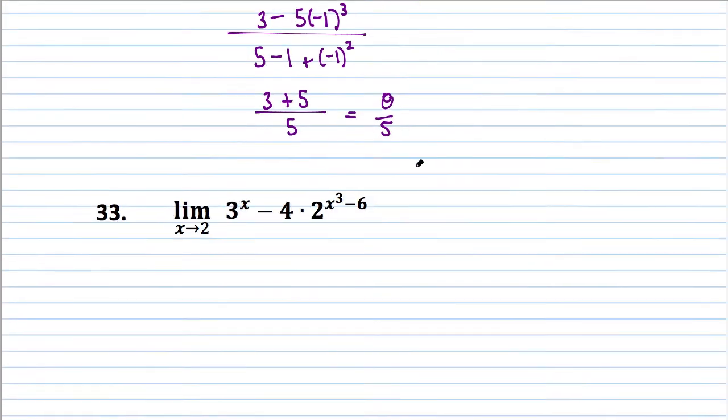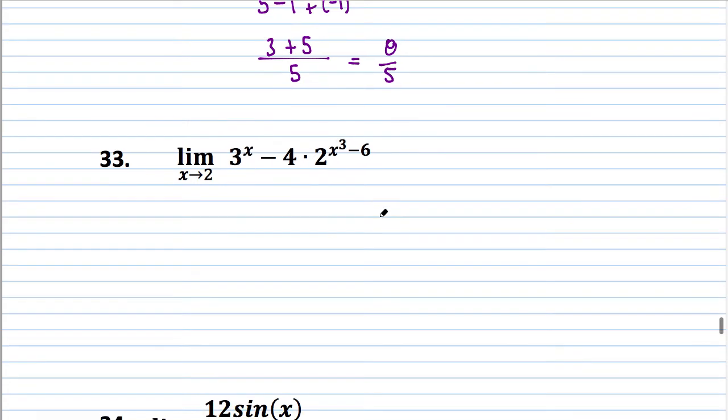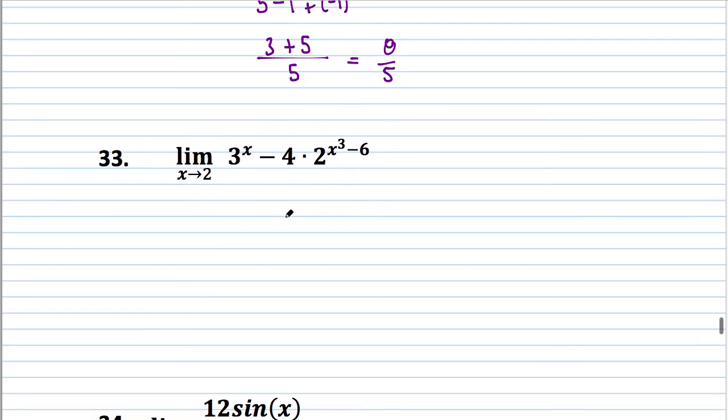So these are relatively simple so far. Let's try this one. So here we just have an exponential function that is very likely defined as x approaches 2. So we'll simply plug in our values. So we have 3 raised to the 2 minus 4 times 2 raised to the 2 cubed minus 6. So remembering your order of operations, I'll go ahead and square this. So we have 9 minus 4 times 2 raised to the, we have 2 cubed, which is 8, minus 6.